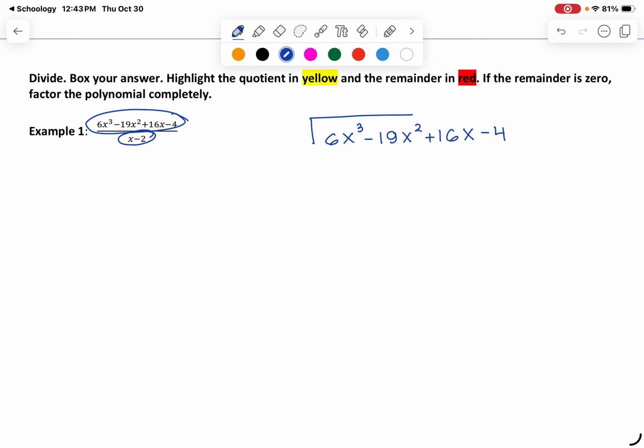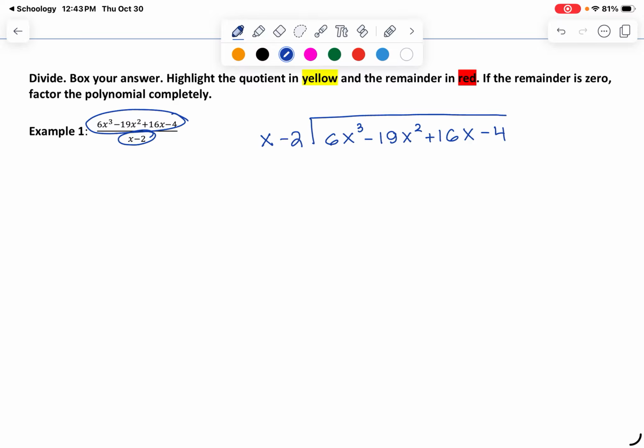Now, I was saying it like that in a really annoying way because, just like synthetic division, if it skipped over a term, you'd want to put down a 0 for whatever was missing. Let's say x squareds are missing, 0x squared as a placeholder. Okay, nothing's missing, so I don't have to worry about that. And then you're dividing by x minus 2, so the x minus 2 goes on the outside.